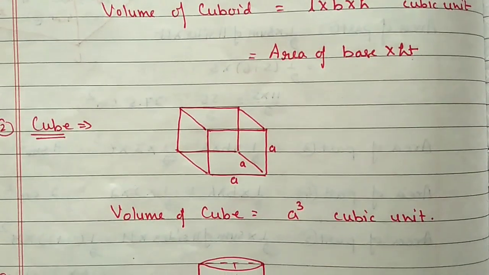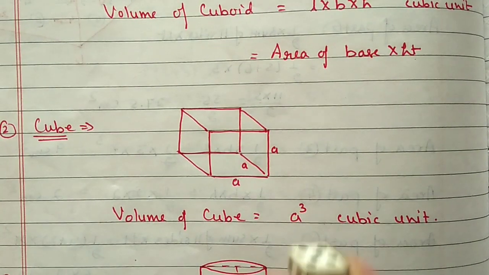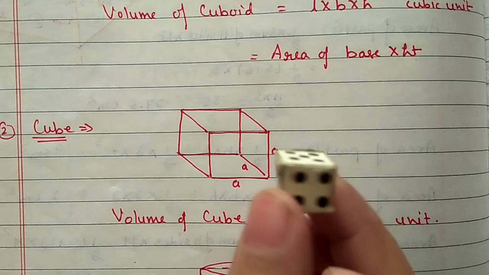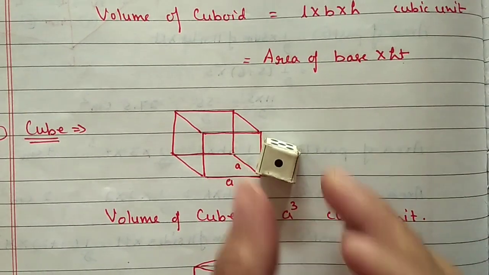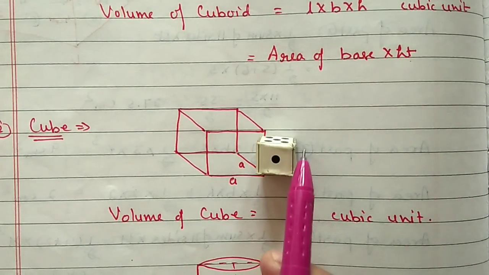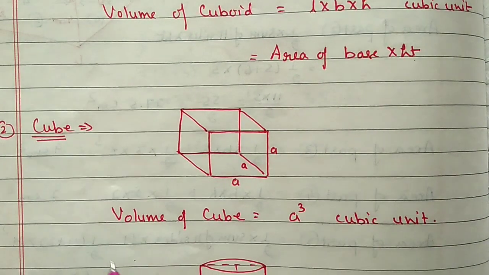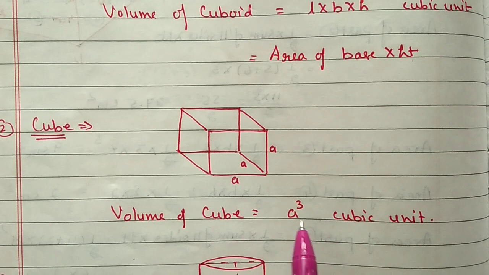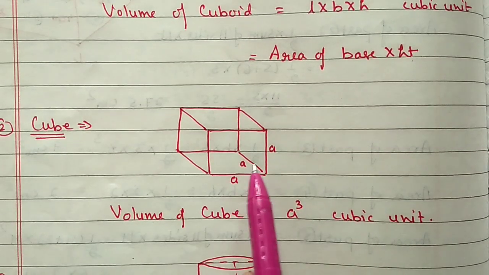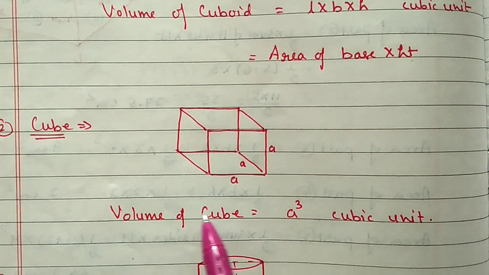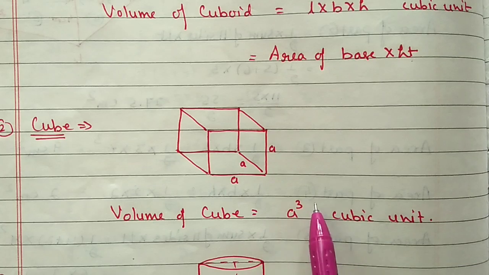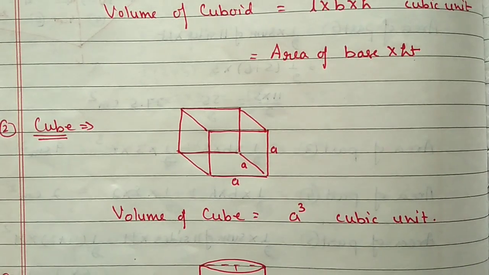Second solid we have cube. Little difference is there. You can see this dice, this is a cube, and in this length, breadth and height all three will be same. So same formula we will use, L into B into H, and in place of L, B and H we will substitute A. So volume of cube we will get A cube, cubic unit.